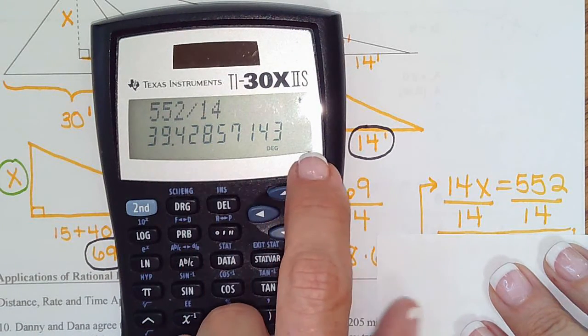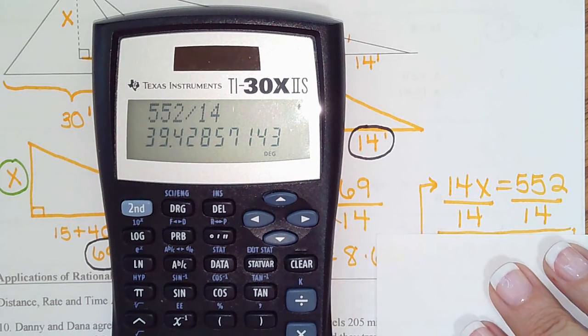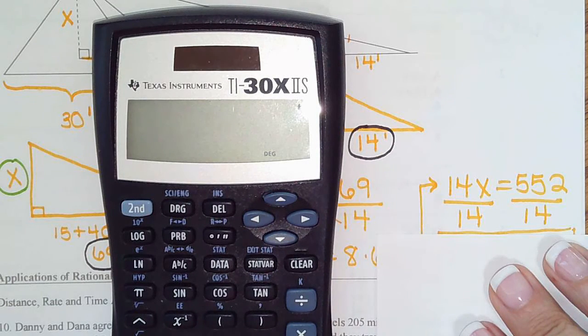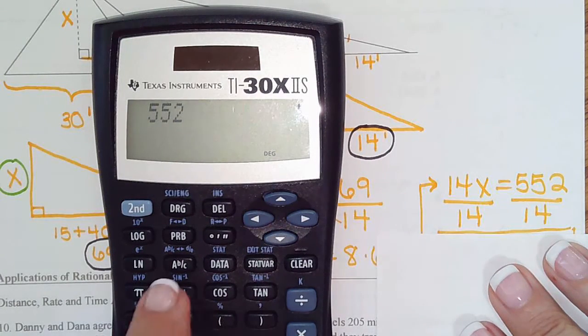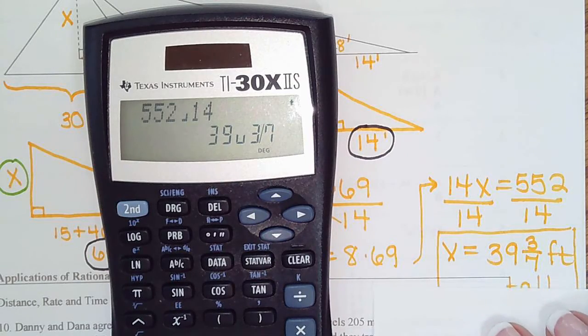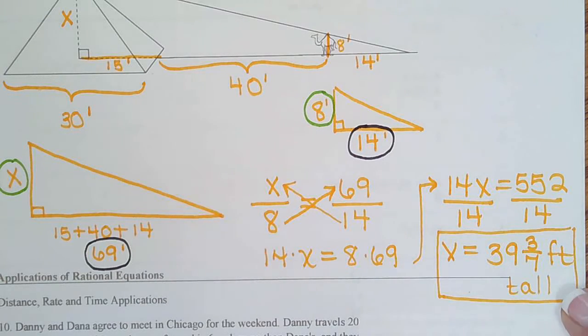Division gives me this answer, which is a rounded answer. This means it goes on forever because it fills the whole screen. So when I come to something like this, it fills the whole screen and there's nothing that says round. That means clear your screen and use the fraction key, because the fraction key will give you an exact answer, which this problem wants because there was nothing about rounding. So fraction bar 14, and it says 39 3/7 feet, and that is how tall the pyramid is.